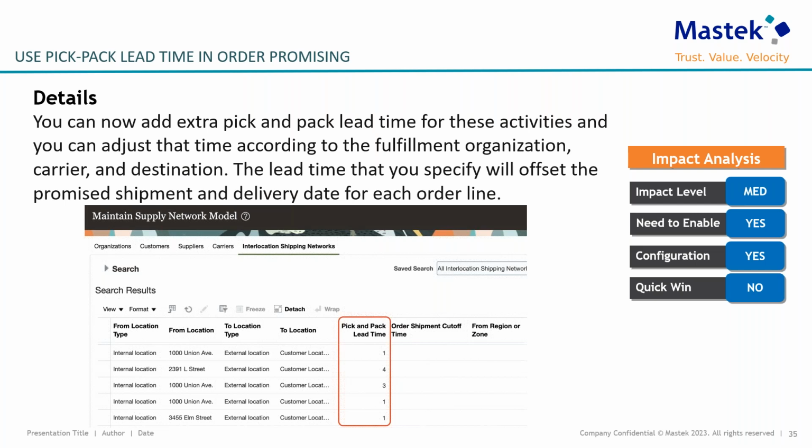So sometimes you might need more time to package and label the item, arrange for transportation, or do quality checkups before you ship. To accommodate this, you can add extra pick and pack lead time, which can be adjusted according to the fulfillment organization, carrier, and destination. So the lead time that you specify will offset the promised shipment and delivery date for each order line. Here you can use a pick and pack lead time attribute to add flexibility between the date when a supply becomes available at your fulfillment organization and the time you ship it. We need to enable this feature, and there is some configuration.